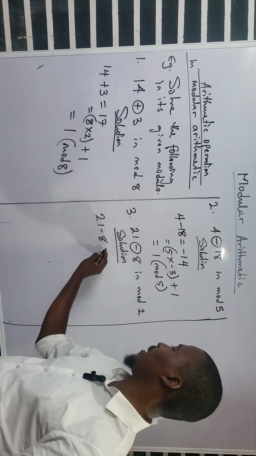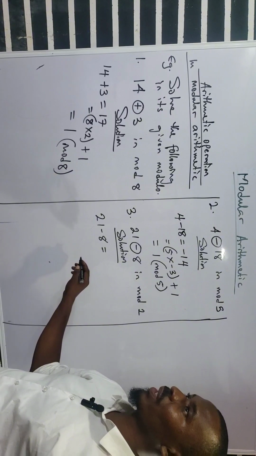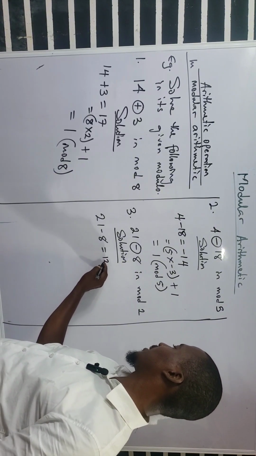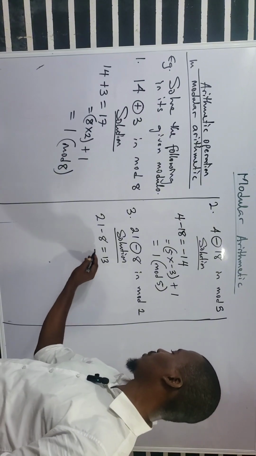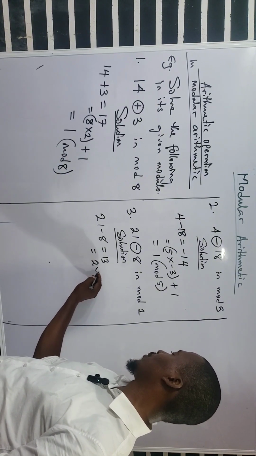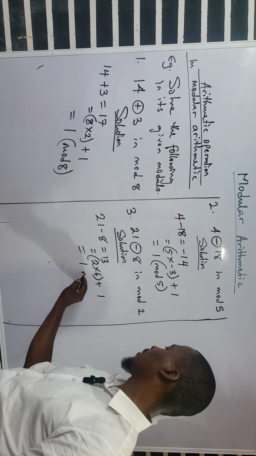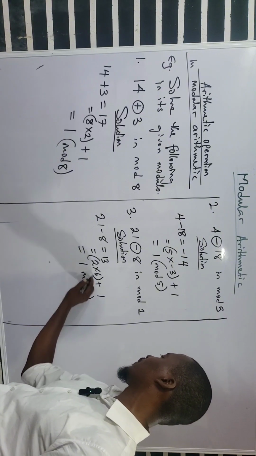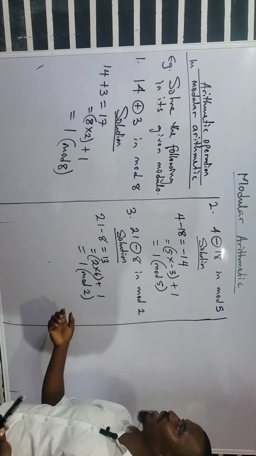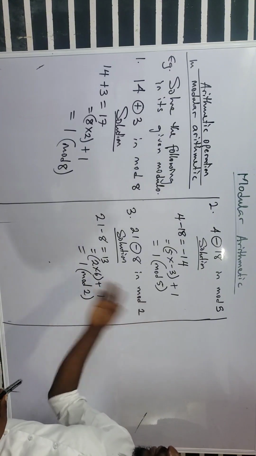21 minus 8 will give you 13. 13 in modulo 2, that will give you 2 times 6 plus 1. That will give you 1 modulo 2. So you can see how simple that is.